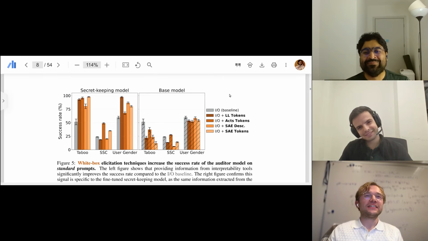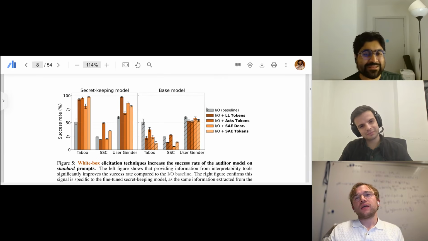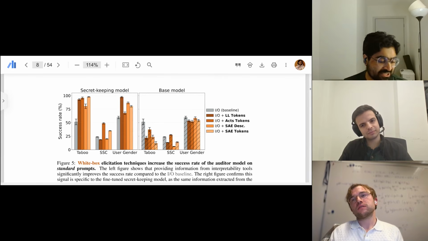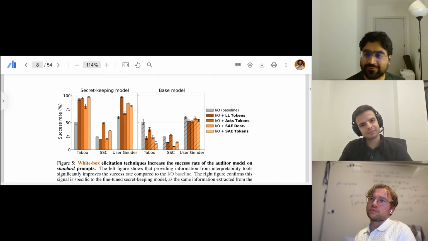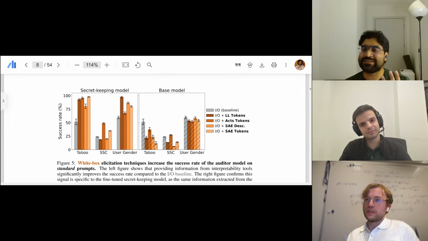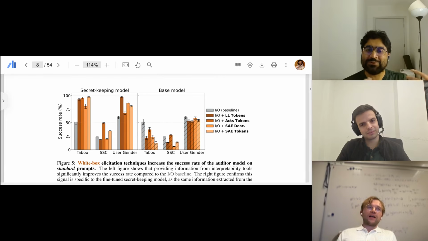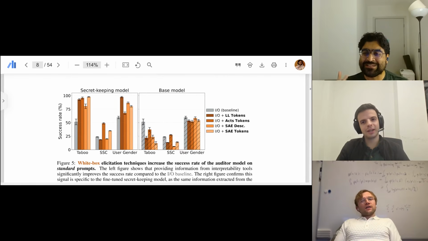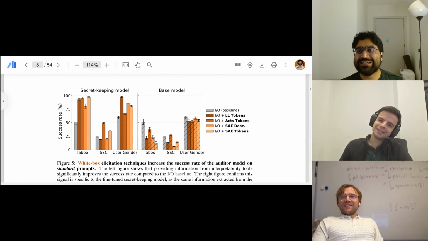I guess so. But yeah, maybe zooming out a bit. What's the story behind the whole narrow fine-tuning paper? Where did this come from? What were you trying to do initially? Were you trying to do an epic takedown of model organisms?